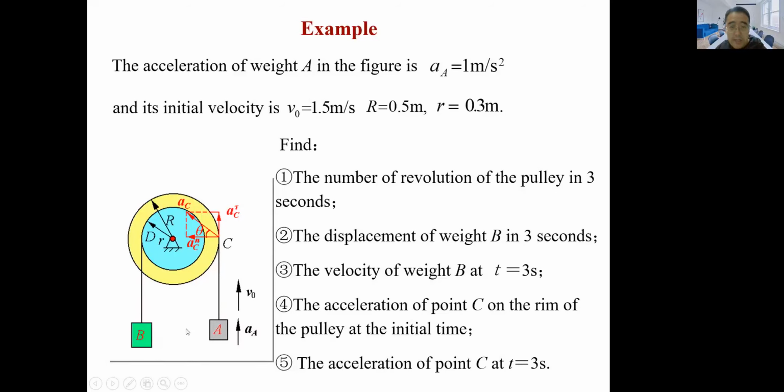So let us find the number of revolutions of the pulley in 3 seconds, the displacement of weight B in 3 seconds, the velocity of weight B at t equals 3 seconds, and the acceleration of point C on the rim of the pulley at the initial time. You can find the process of calculation and try to understand it. So let's see the answer.